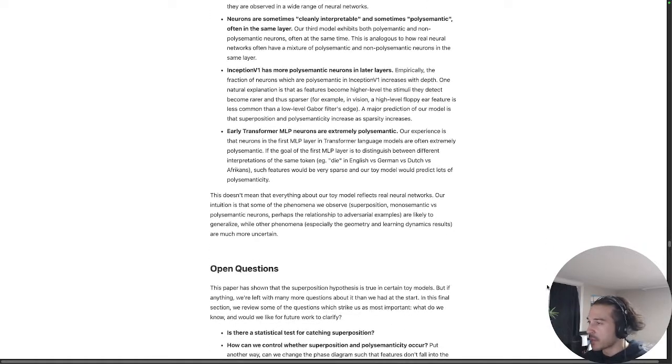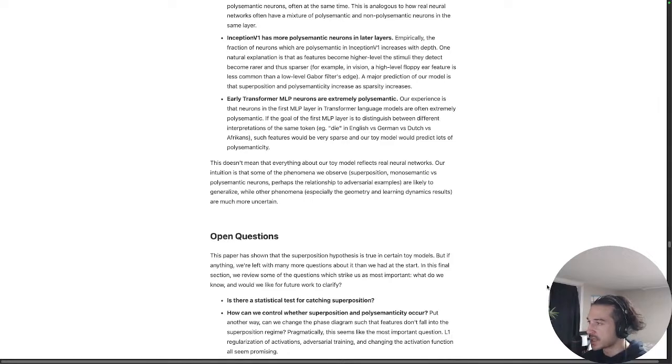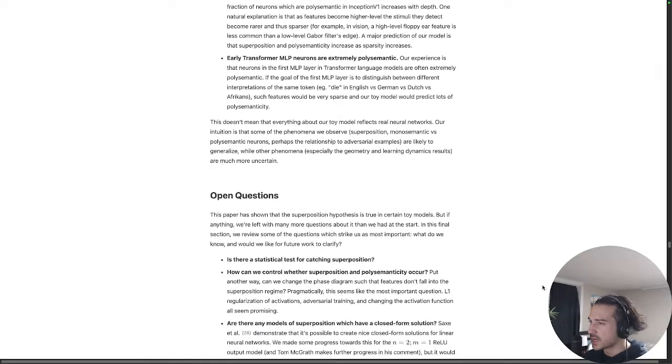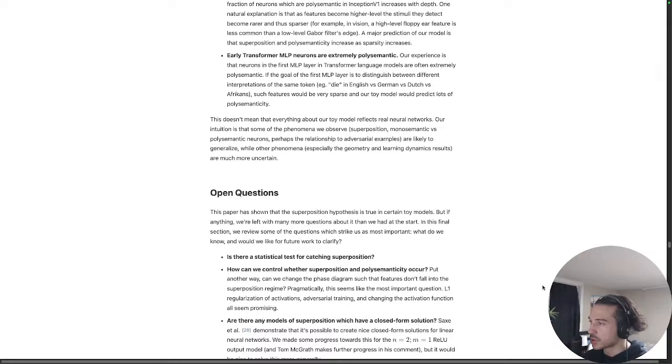Early transformer MLP neurons are extremely polysemantic. Our experience is that neurons in the first MLP layer in transformer language models are often extremely polysemantic. If the goal of the first MLP layer is to distinguish between different interpretations of the same token, e.g. die in English versus German versus Dutch versus Afrikaans, such features would be very sparse and our toy model would predict lots of polysemanticity. This doesn't mean that everything about our toy model reflects real neural networks.